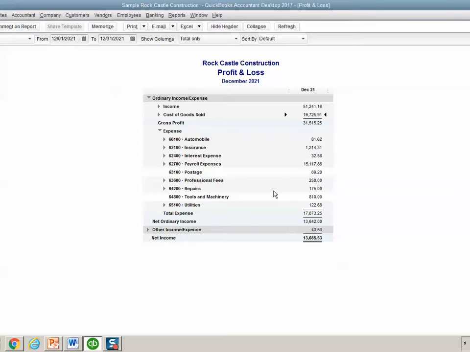On the P&L, your expenses are followed by net ordinary income. This line item tells you the money left or remaining after subtracting your expenses, including your cost of goods sold, from your income. Knowing your operating profit before tertiary items such as taxes is considered to provide a true measure of how your business is operating.